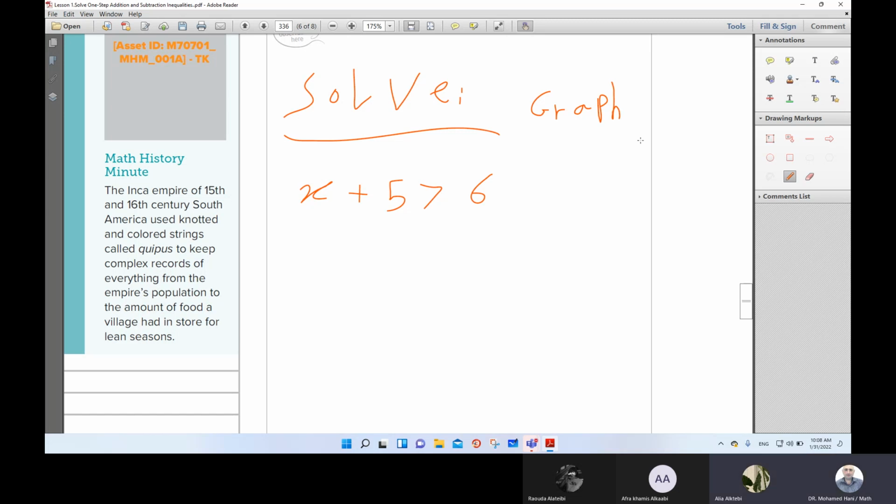Mr., I'm Ali, I solved it. Yes, Alia, tell me what is your answer? It's x less than 1. Then Alia, try to graph it, please. Thank you, Alia. No, Mr., the opposite side. Greater than, sorry.